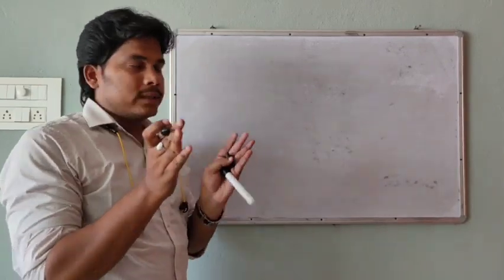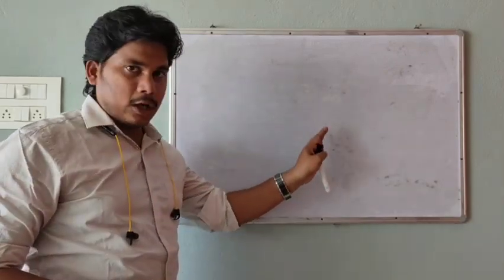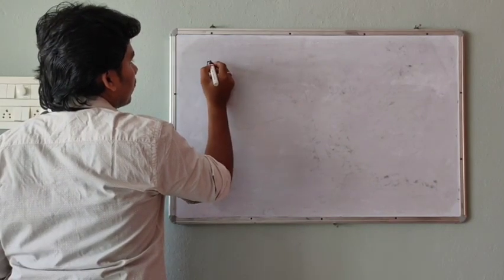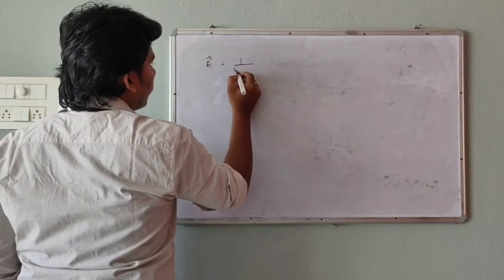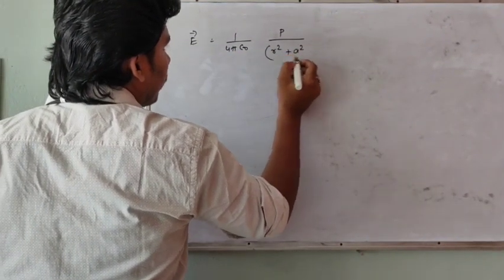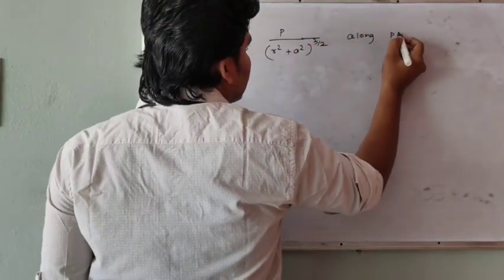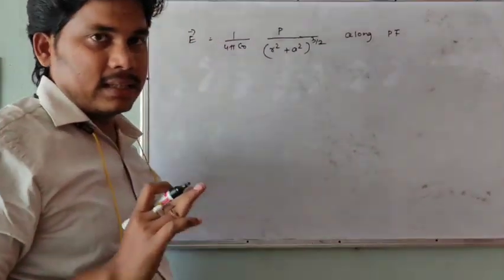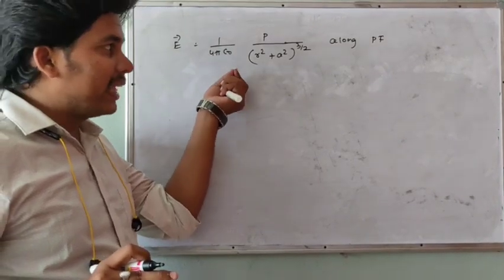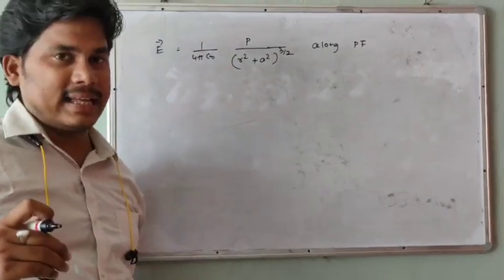See, have you understood the topic for the equatorial line, which I explained until now? Let me erase all of this. Now I can see what we have written there. E vector equal to 1 by 4 pi epsilon naught P by (r square plus a square) whole power 3 by 2, along PF. This is the electric field intensity for the equatorial line, at the broad end position, and this is the direction.